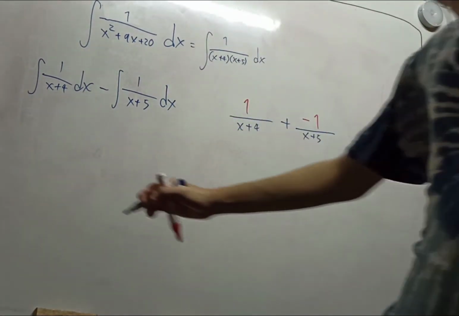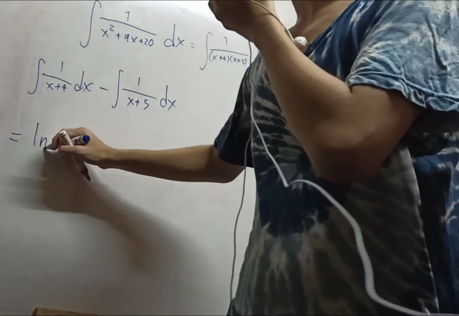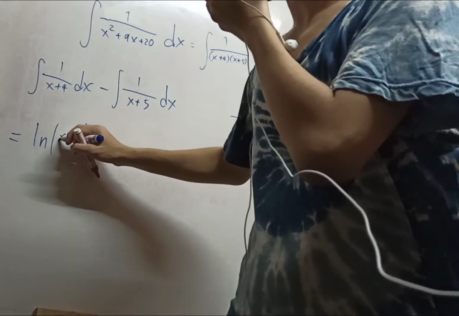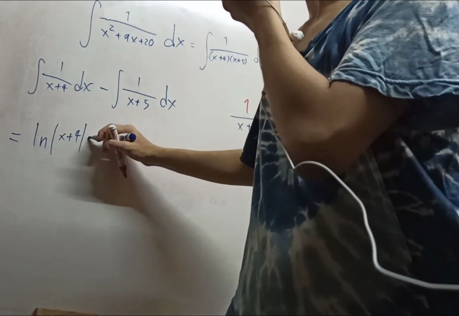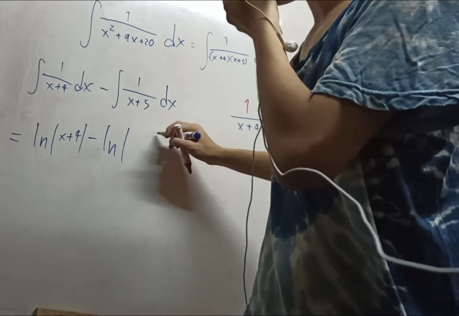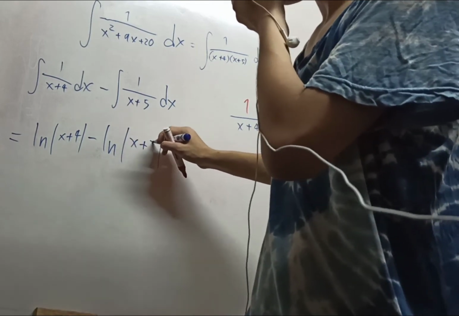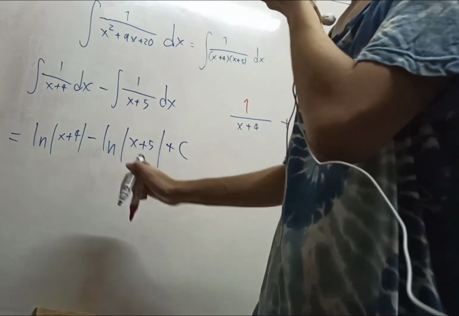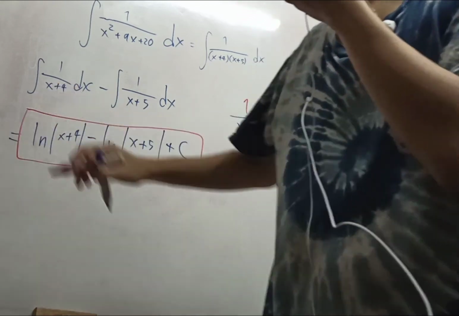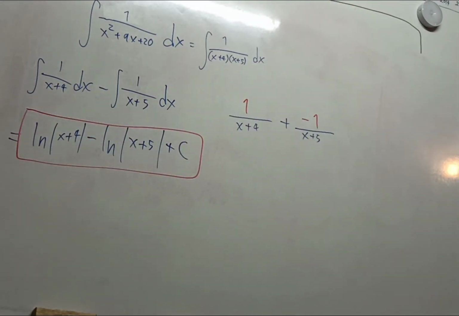And if we work this out, we get the natural log of the absolute value of x plus 4 minus the natural log of the absolute value of x plus 5, and then plus c. Done. That is how you integrate using partial fractions.